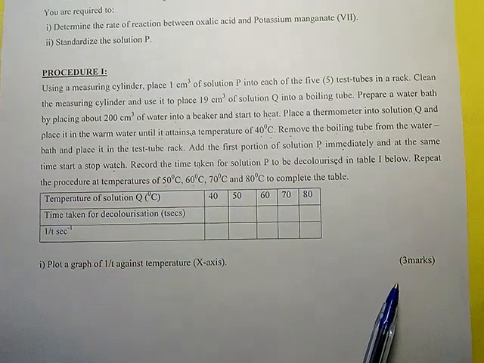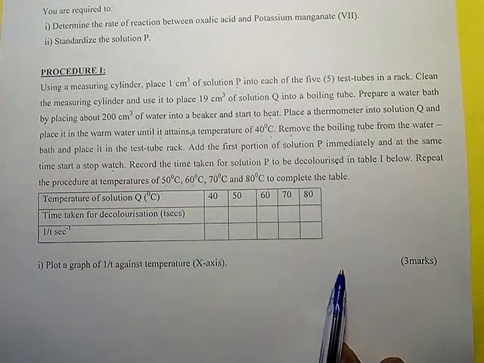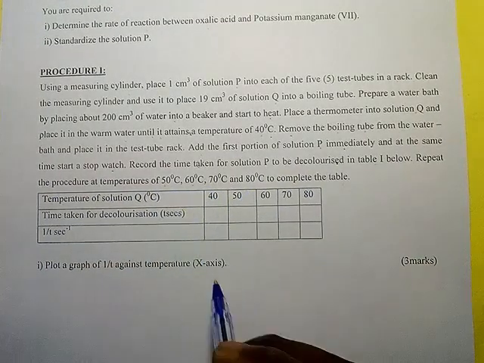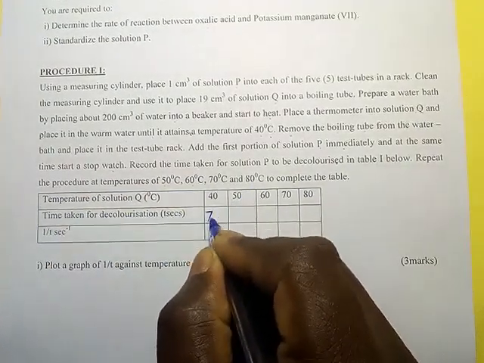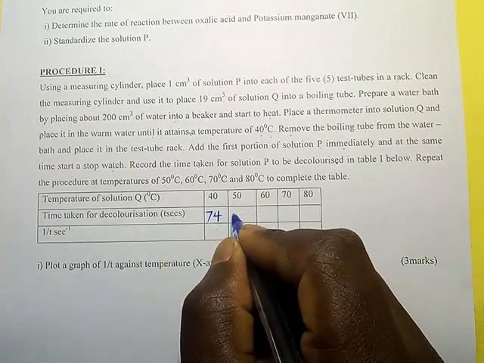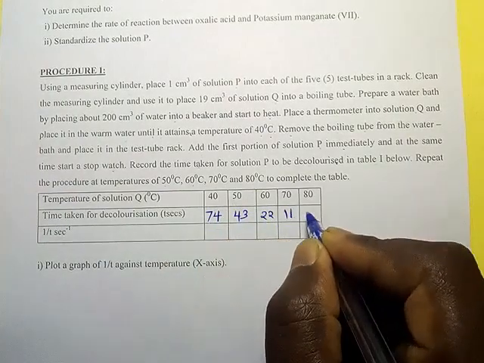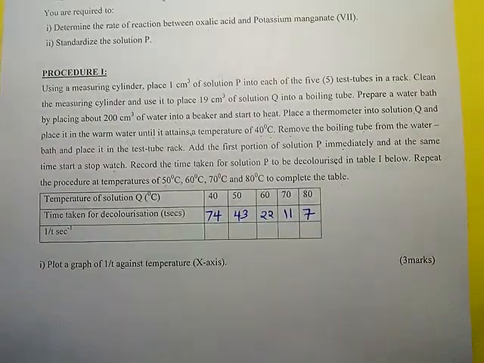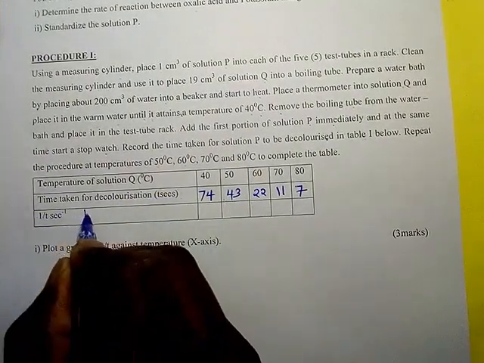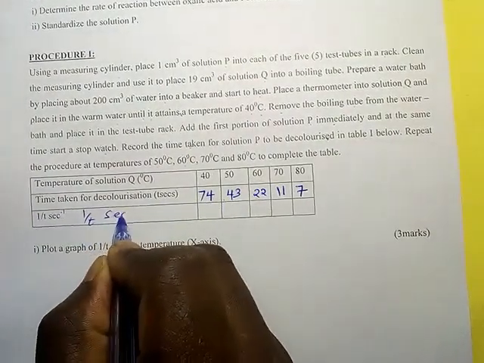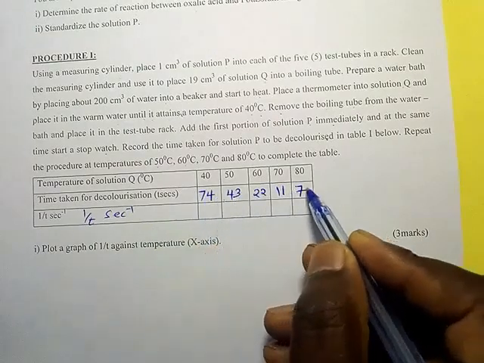So as you can see, it is a question of rate of reaction. So just follow instructions and you will get it. So let me give you the detail, the time taken. For this one it took 74 seconds. This one took 43, 22, 11 and 7. Time taken in seconds, and then get 1 over t. This is 1 over t, that is seconds here to 1. So you take a calculator, you find the reciprocal of all of these numbers.